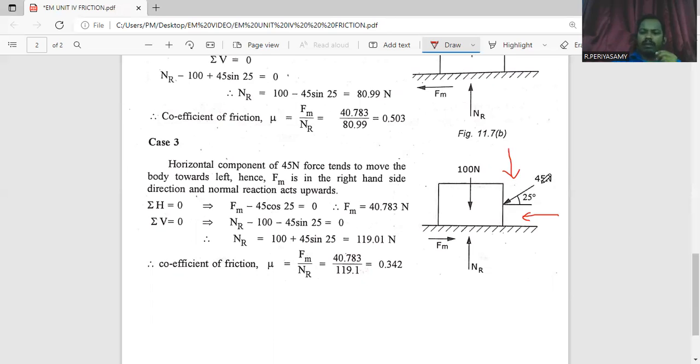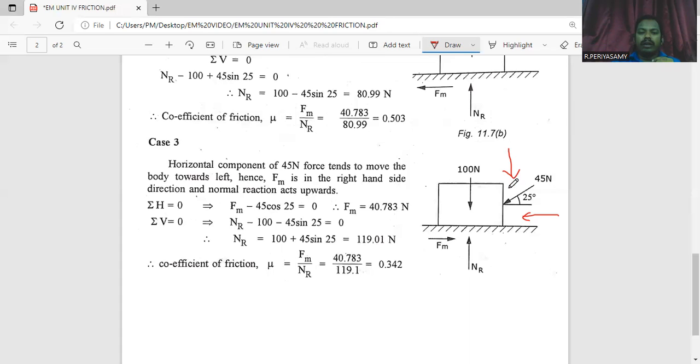The 45 Newton force acts towards the body and its inclination is 25 degrees. So the inclined force is separated into one horizontal component and another vertical component. The horizontal component's direction is leftward, and it is 45 cos 25 degrees. The vertical component is 45 sin 25 degrees. Leftward direction is considered negative, so minus 45 cos 25 degrees. The vertical component is also in the downward direction, so it is negative: minus 45 sin 25 degrees.